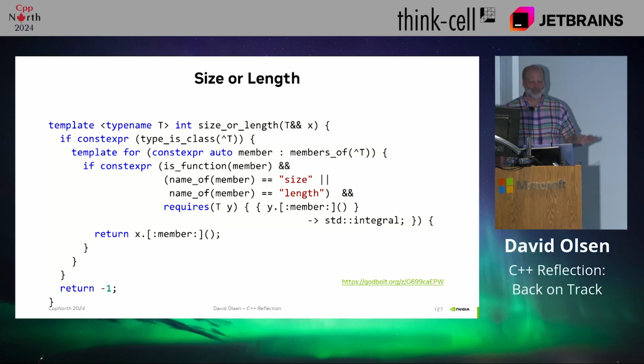Note how reflection and requires expressions play nicely together here. Reflection makes it easy to look through all the member functions, searching for ones that fit whatever criteria we are looking for, but it's much easier to use requires expressions to validate that whatever is found can be used in the way that we want to use it.